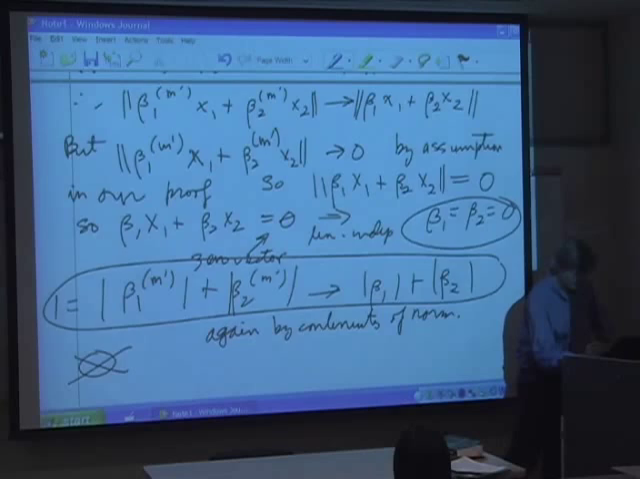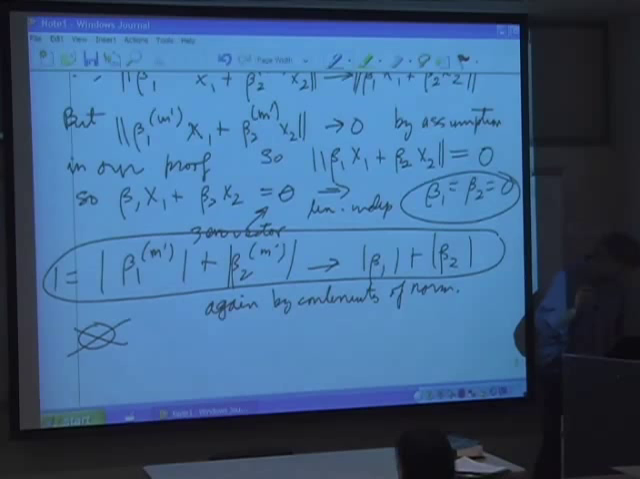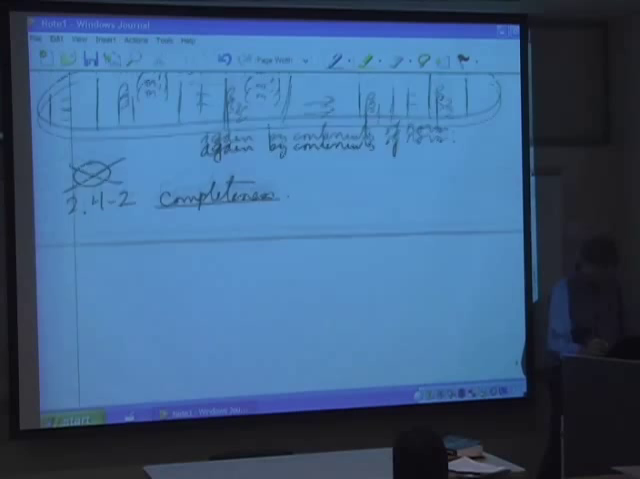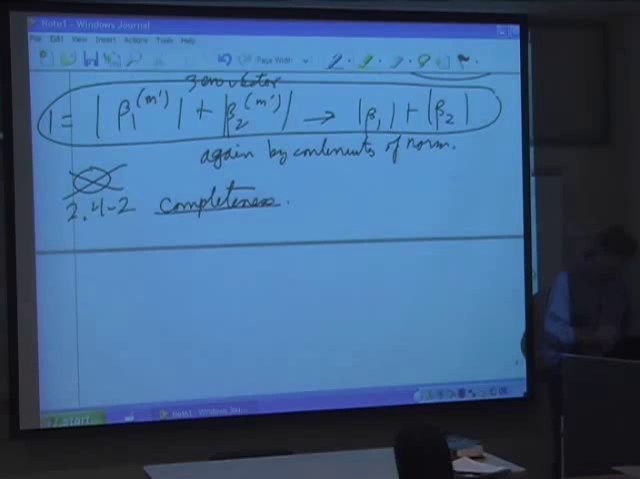Okay. So what's the first corollary? So here it is, 2.4.2. You can read in your book if you like. Completeness: every finite dimensional normed space is complete.